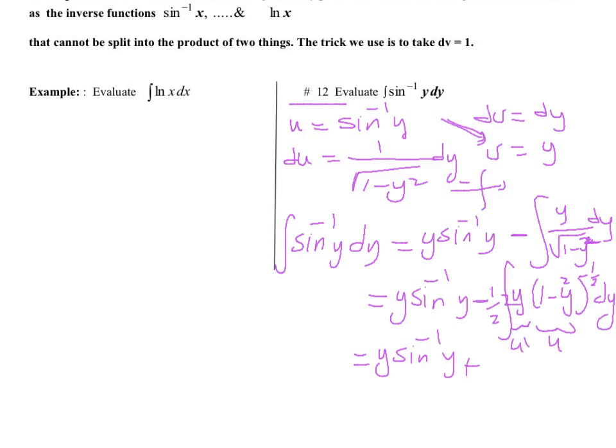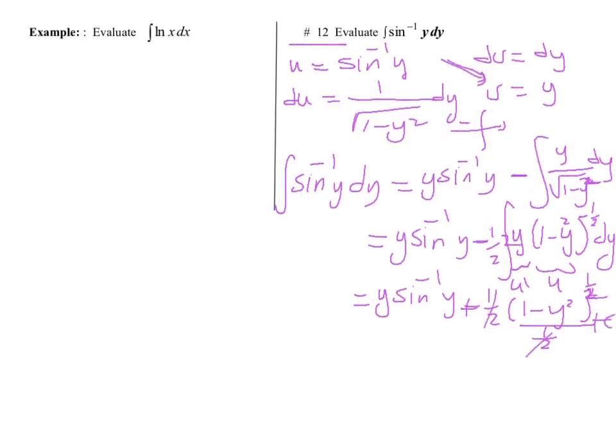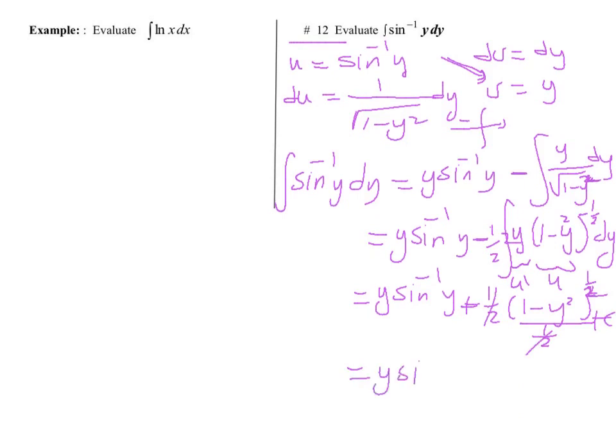So it's going to be a plus half, 1 minus y squared to the power minus half plus 1, which is half, divide by half, plus c. This is cancelled with this, so we are going to have y sine inverse y plus root of 1 minus y squared plus constant. We have learned from these two examples that if we have sine inverse or ln, they have to be taken as u.